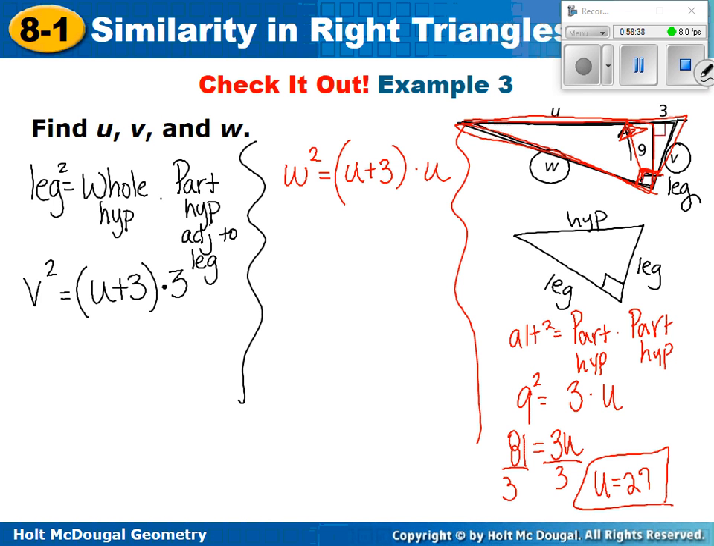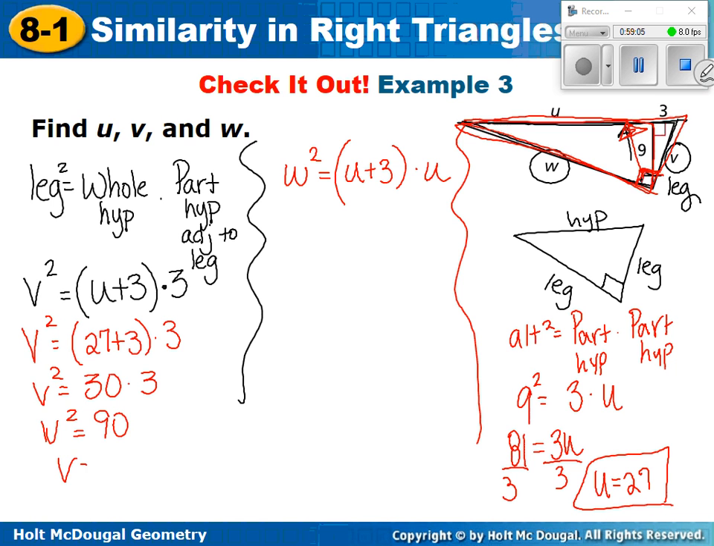So V squared is going to equal, U was 27 plus 3 times 3. What's 27 plus 3? 30. So leg squared equals whole hypotenuse, which now is 30, times 3, the part touching V. So V squared equals 90. Take the square root, and V is equal to the square root of 90.